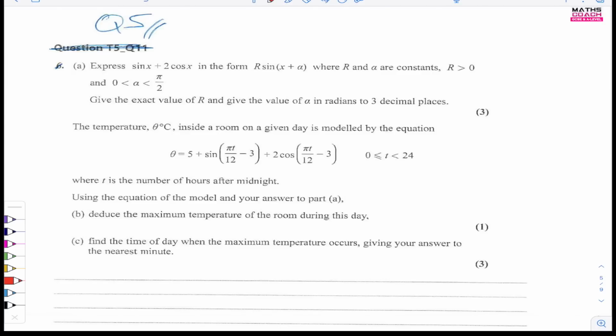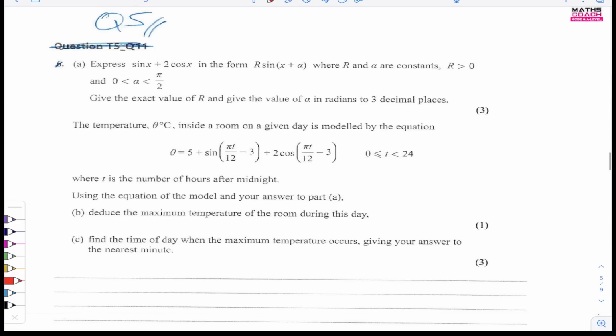Right, so question 5, the use of a trigonometric function is used in modeling type questions. So this is quite a common question where we have to use the R alpha method to turn the sum of 2 trigs, sine and cos, into a single trig function. Right, so the first part, express sine x plus 2 cos x in the form r sine of x plus alpha. So I'm just going to use the addition rule for this and open this up.